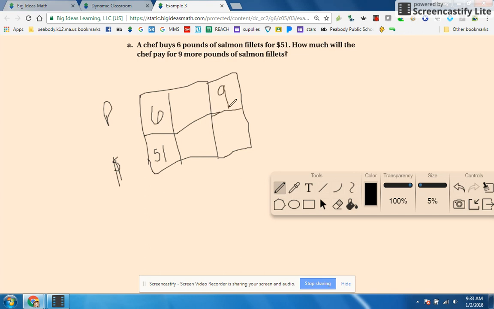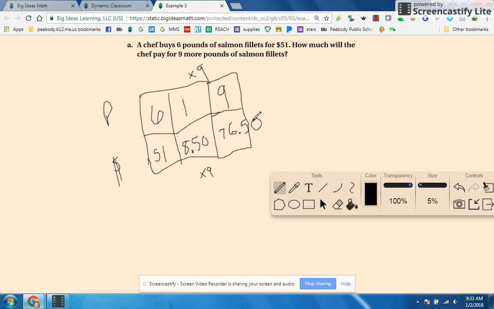So if you remember from ratios, if this happens, you take the bigger number, divide it by the smaller number. So I'm going to do 51 divided by 6. I get $8.50. Okay, so that means 1 pound is $8.50. Okay, and now I can use this to solve. I know that 1 pound costs $8.50. 1 times 9 gives me the 9 pounds. So I'm going to multiply my price by 9. So I'm going to do $8.50 times 9. And I get $76.50.